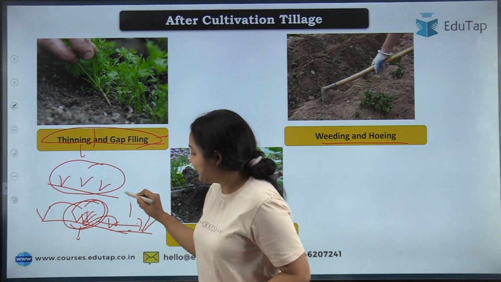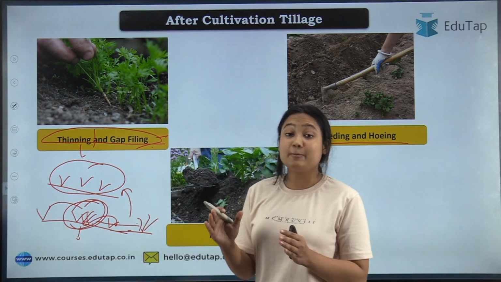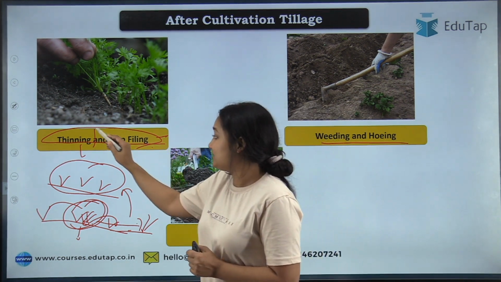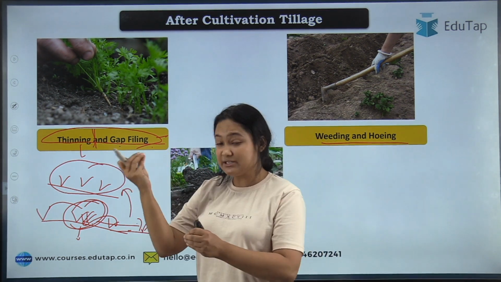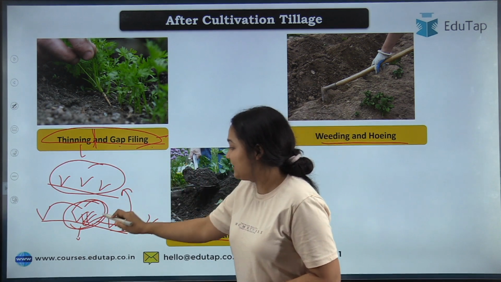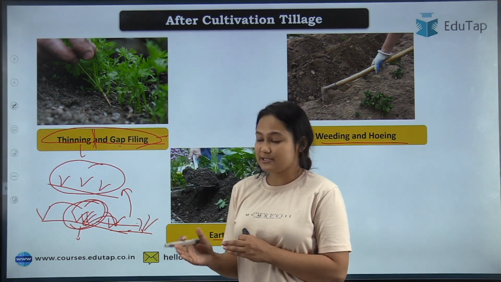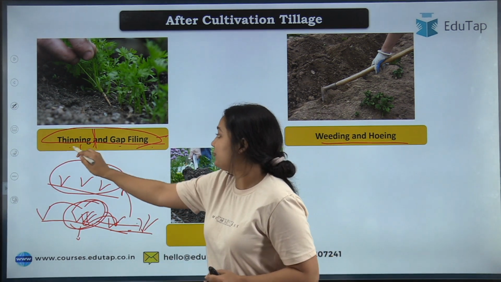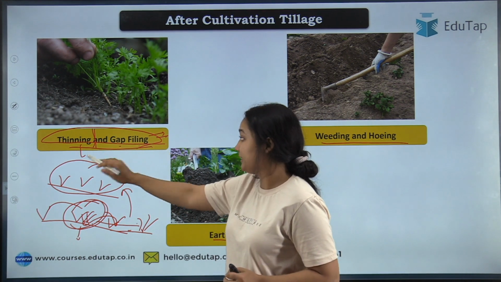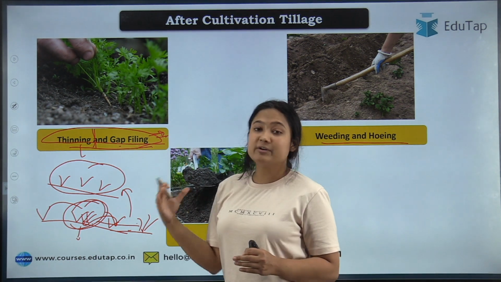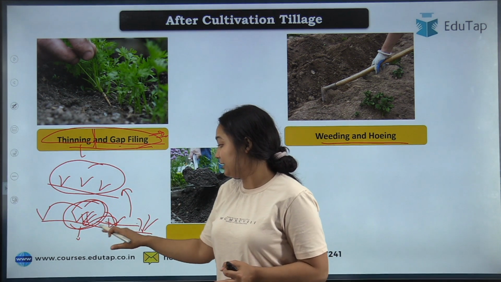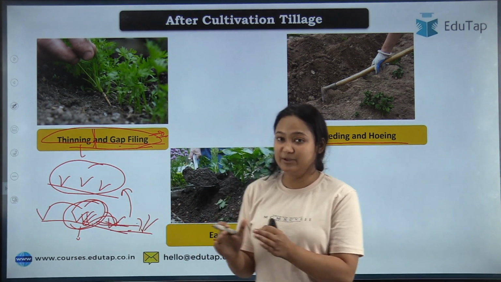So you will again maintain this uniformity between your plants. Okay, so that is thinning and gap filling. Thinning means uprooting the plants, and gap filling means putting it at appropriate places. Okay, so the main aim of thinning and gap filling here is to prevent overcrowding and to fill up the unnecessary gaps between your crop.